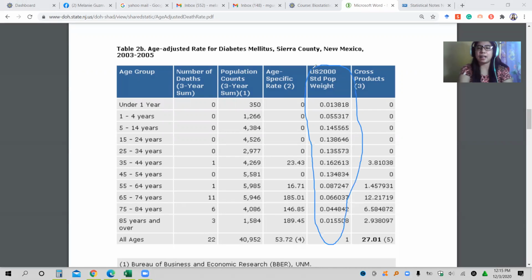So you need that. If you have that value, what you need to do is just multiply it here, just like in our data. 0 times this value is 0. 0 times the value of the 2,000 standard population weight. So this is the US standard population weight. It is also 0. But for this value, let us verify using our calculator.